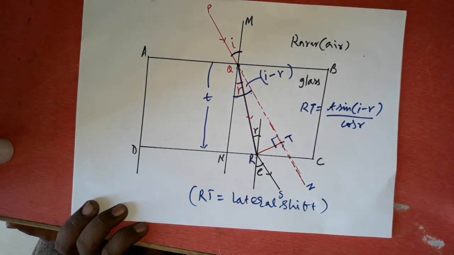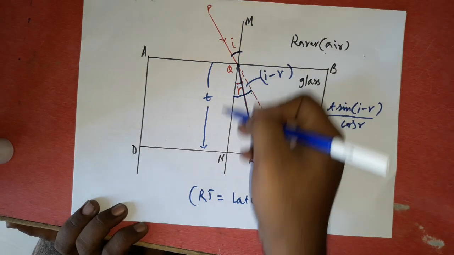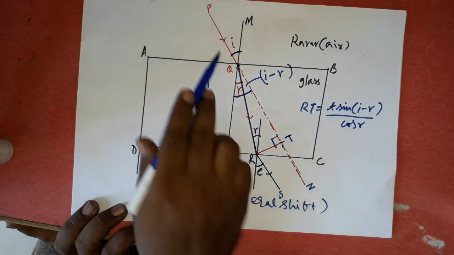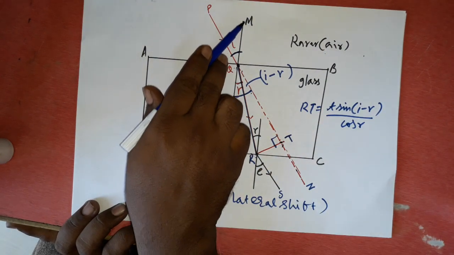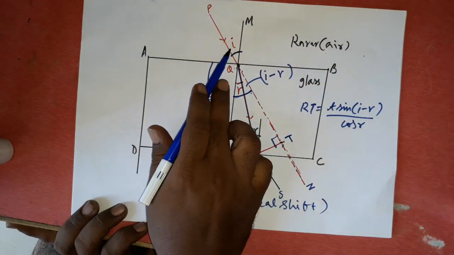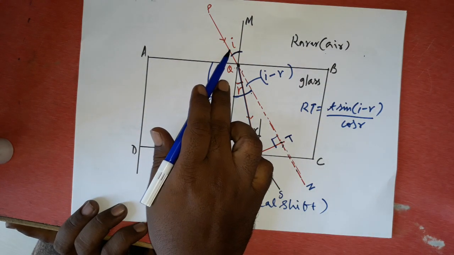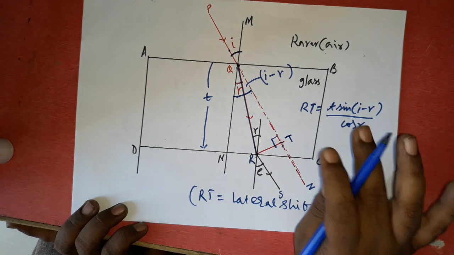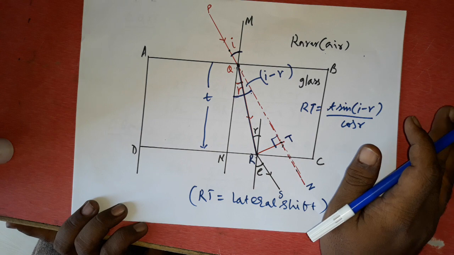Okay, if the ray of light comes normally like this, that means if the ray of light comes along the normal, that means for normal incidence, what is i? 0. If i is 0, then r will be 0, then lateral shift will be 0. Okay.